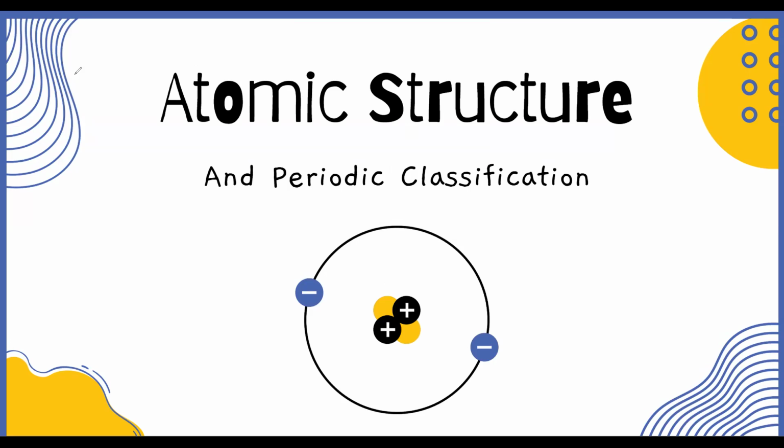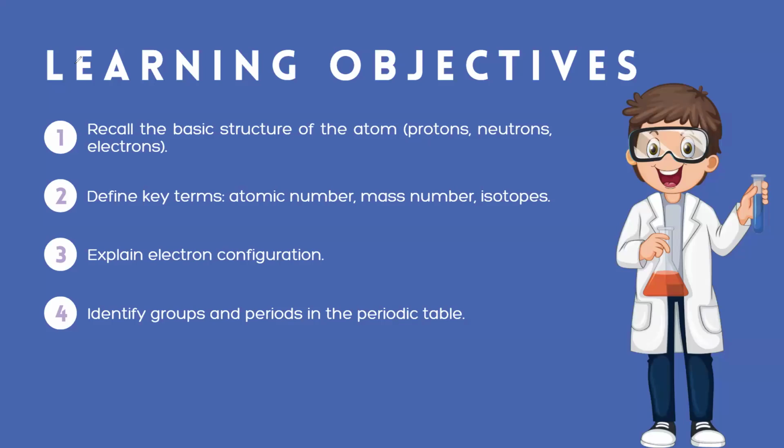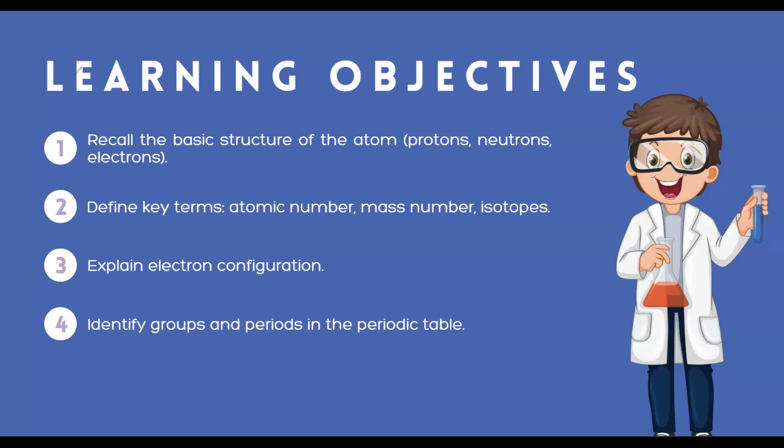So we have some learning objectives that you should be able to carry out by the end of today's class, okay? By the end of today's class, there are some aims I want you to be able to achieve. Aim number one is that I want you to be able to recall the basic structure of the atom. Okay, there are certain things that make up the atom. There are protons, neutrons, and electrons. We're going to be seeing each and every one of them. I want you to be able to recall their basic structures.